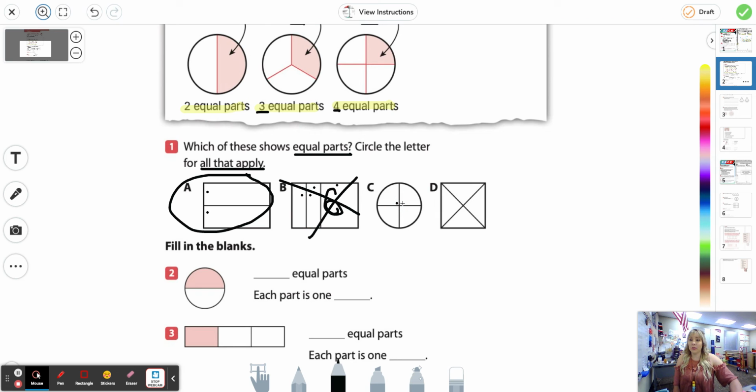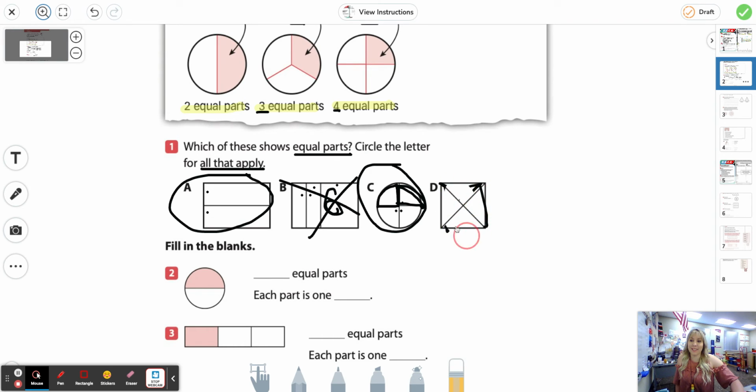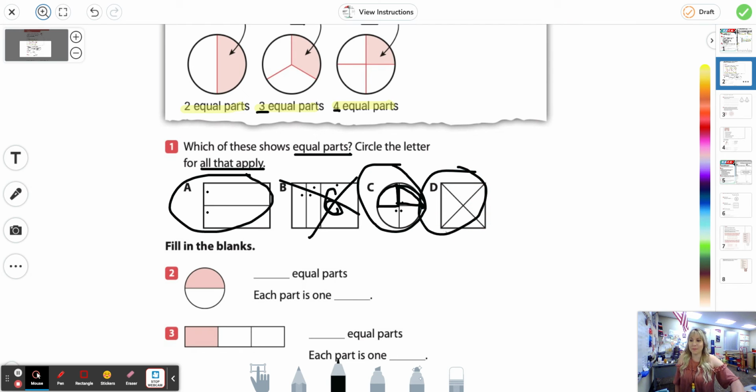C has 1, 2, 3, 4 pieces. All 4 of these pieces are the same size. If I were to trace them out and share these pieces with somebody, we would all get the same amount. So C shows equal parts. D has 1, 2, 3, 4 pieces. Ooh, my shading today is not great. It has 4 pieces just like C, and they are all also the same size. So I know that D also has equal parts.